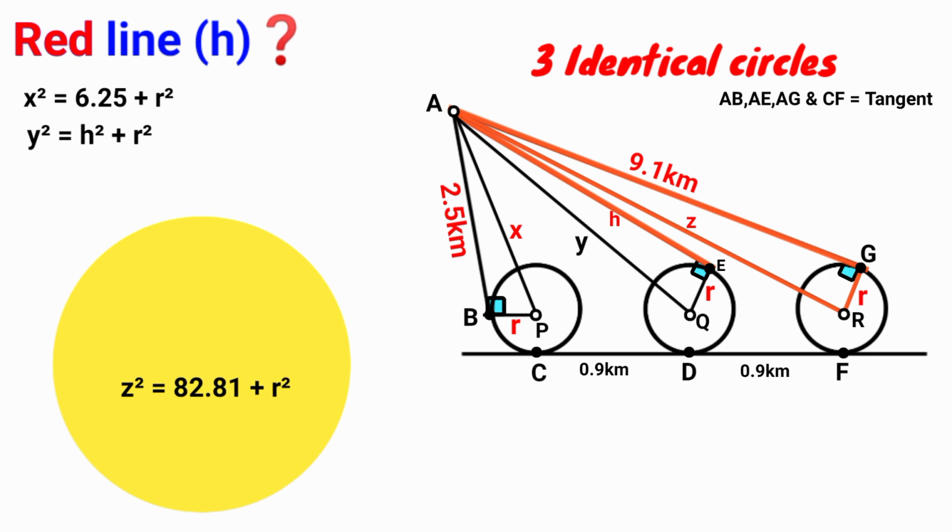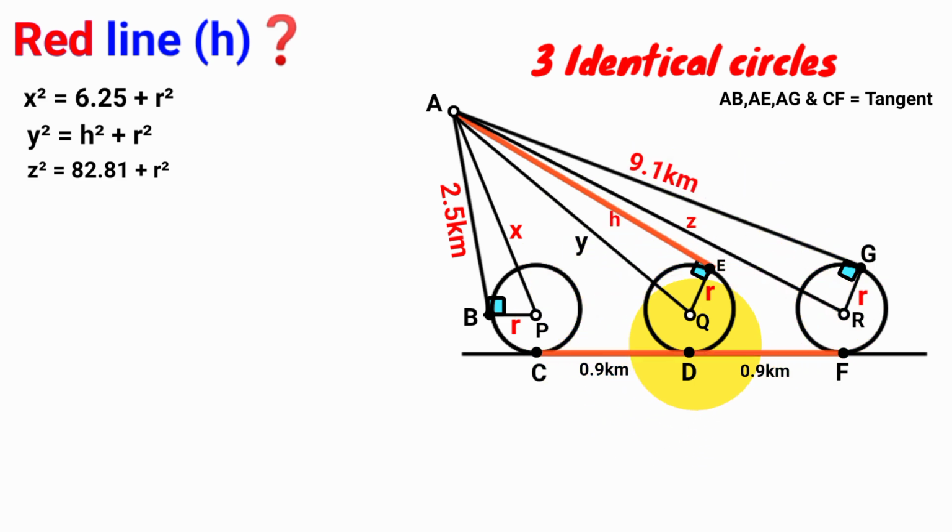9.1 squared is 82.81. So z squared equals 82.81 plus r squared. Now if you come here, this line CF is also a tangent to the three circles at this point, this and this. Now we draw the radii of the circles from the point of contact to the centers. That is this point P, this Q, and this R. We know their lengths are each going to be r.